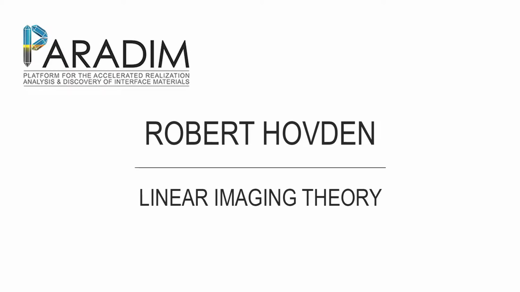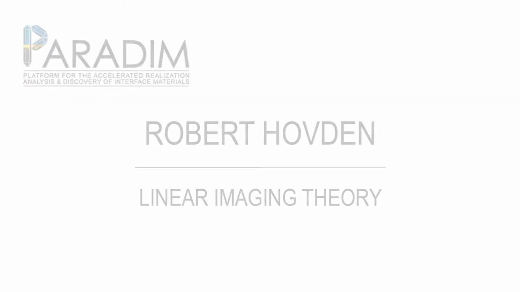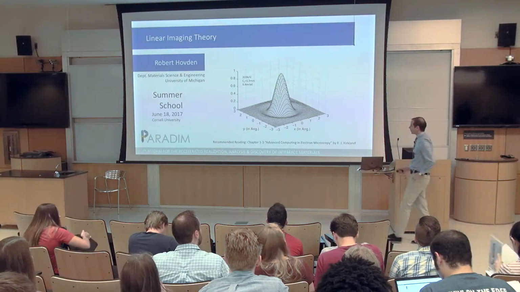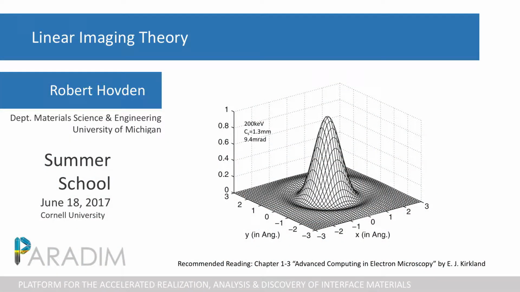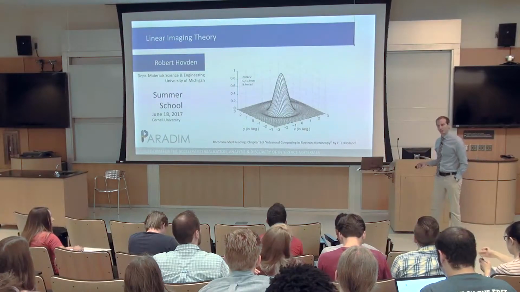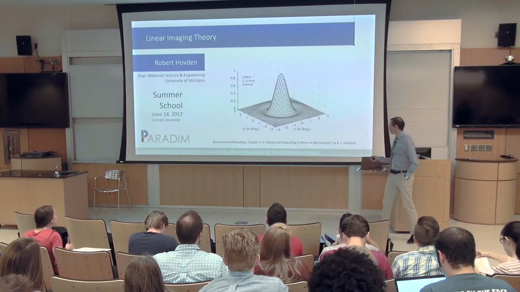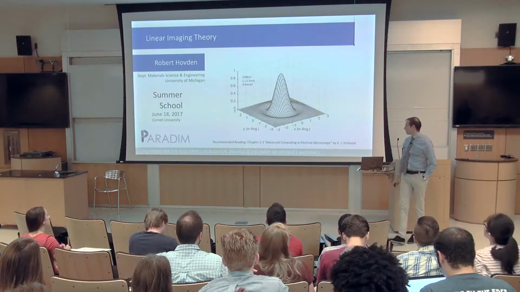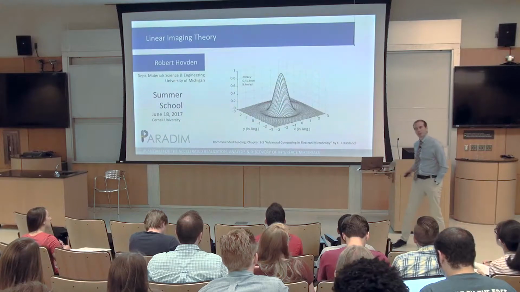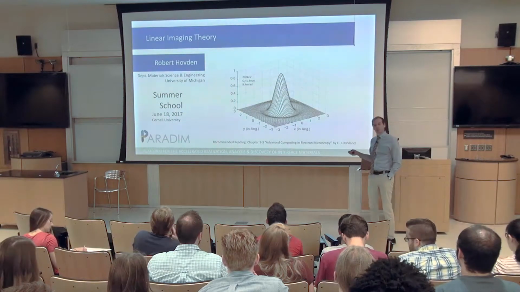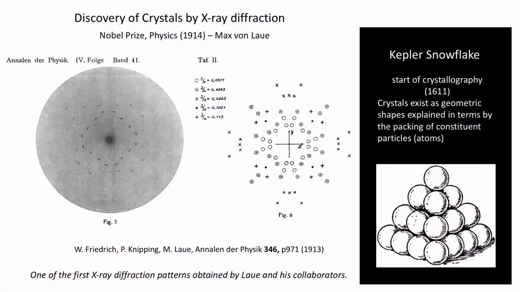I'm going to talk about linear imaging theory in the context of elastically scattered electrons and how we can interpret images that come out of an electron microscope, both a transmission electron microscope as well as a scanning transmission electron microscope. The recommended reading for this would be the first couple chapters of Advanced Computing and Electron Microscopy by Earl Kirkland. And in this book, you'll be able to see some more details of what I'm covering today.